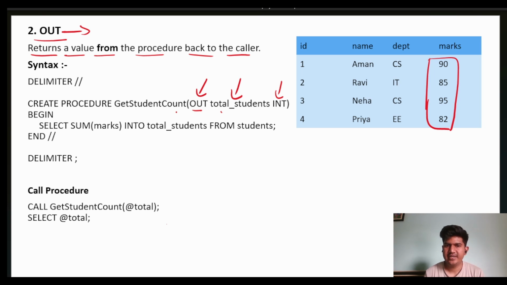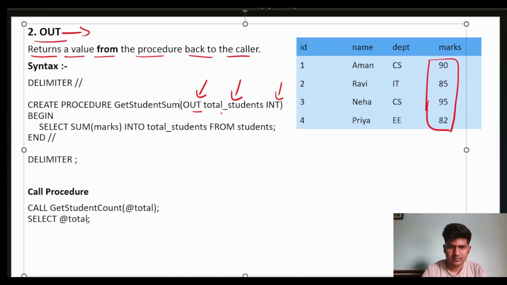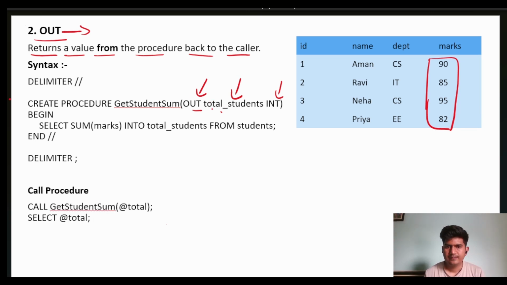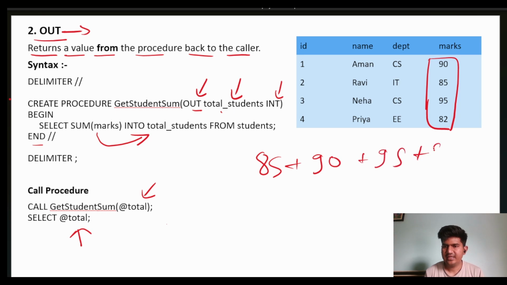Create procedure get student sum, OUT. This is the variable that we will return from the procedure. It is of type int. Begin, select sum marks into, the sum of marks will be stored in this variable, from students. And when we make a call to this procedure, we are passing total as a variable. Our output will be stored in total. So total will contain the sum of all marks: 85, 90, 95 and 82.